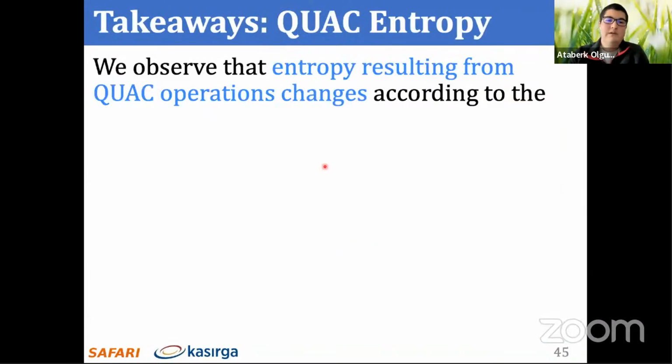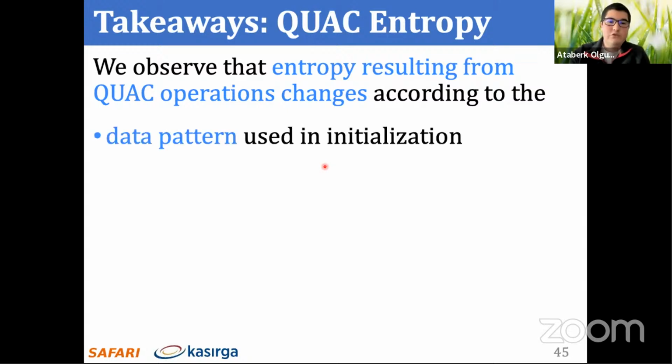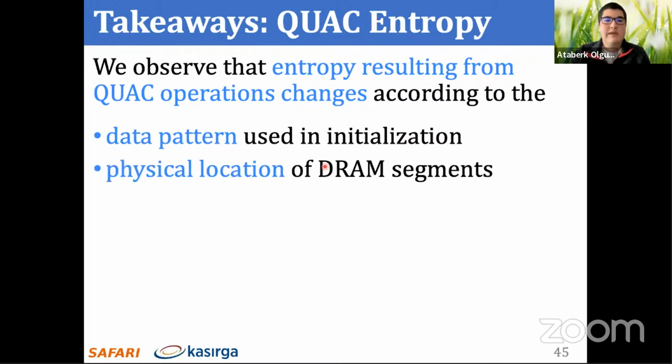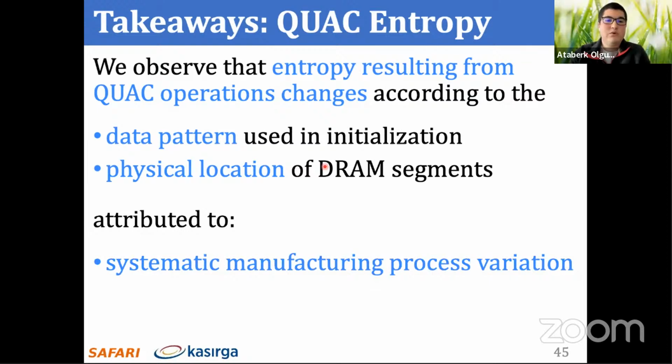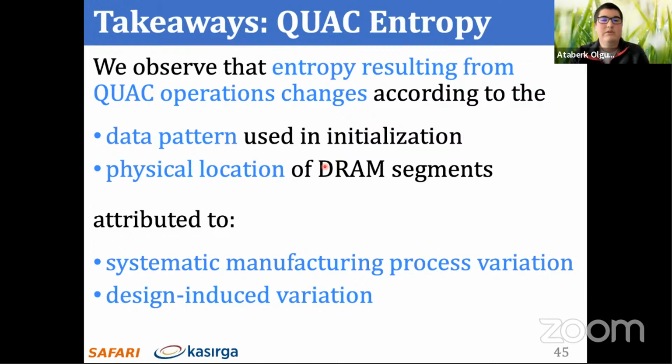To summarize, we make these takeaways from our evaluation. We see that the segment entropy changes according to both the data patterns we use in initializing DRAM segments and the physical location of the DRAM segment. And we attribute these to both systematic manufacturing process variation and design-induced variation-related effects, and you can see more details in the paper.